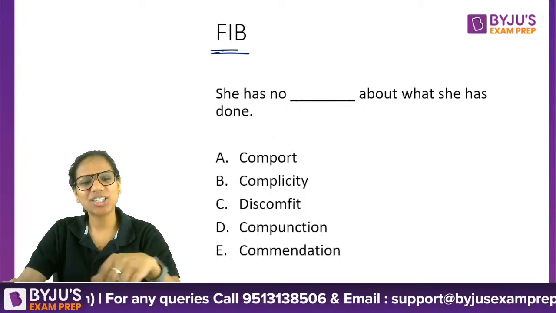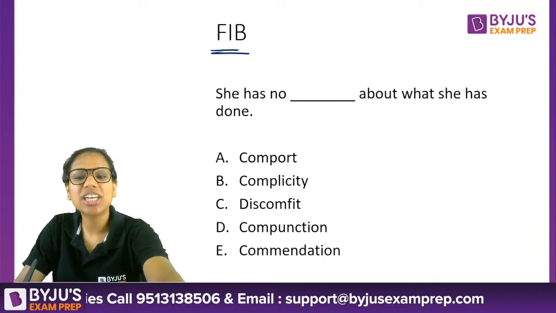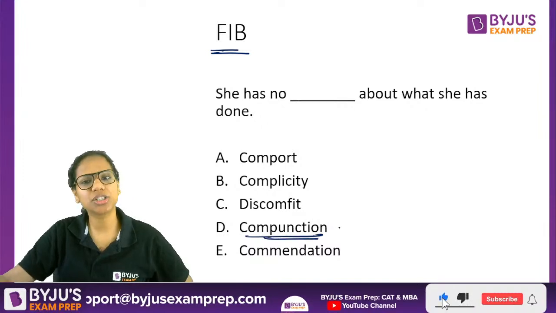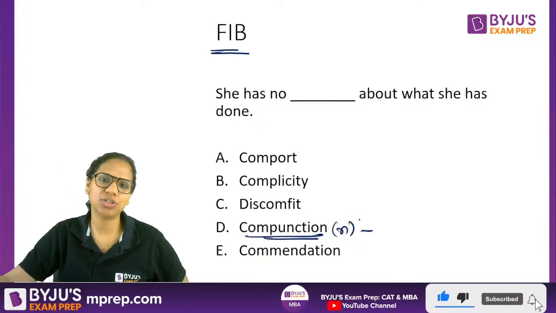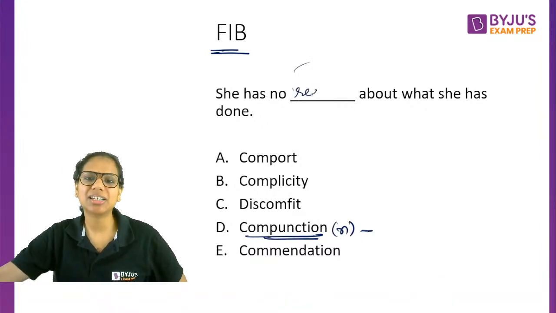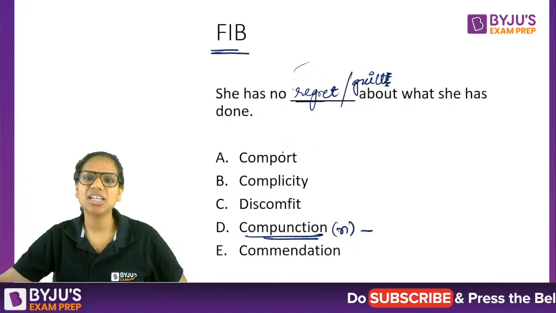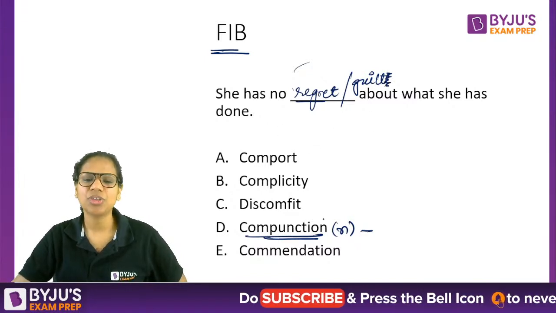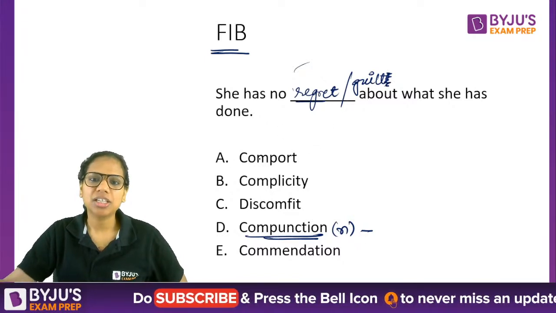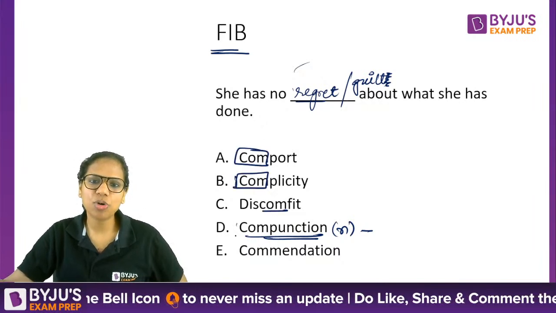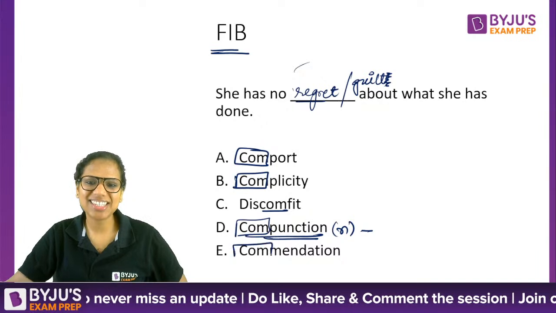All right. So, a relatively easier question because we have done this word compunction earlier and you may have heard it also, right? A high frequency word. Compunction means regret. This is what I wanted to say, guilt, regret. So, she has no guilt about what she has done, right? She has no regret about what she has done. So, compunction. The prefix that I'm trying to teach you here is com, of course, you must have realized this.